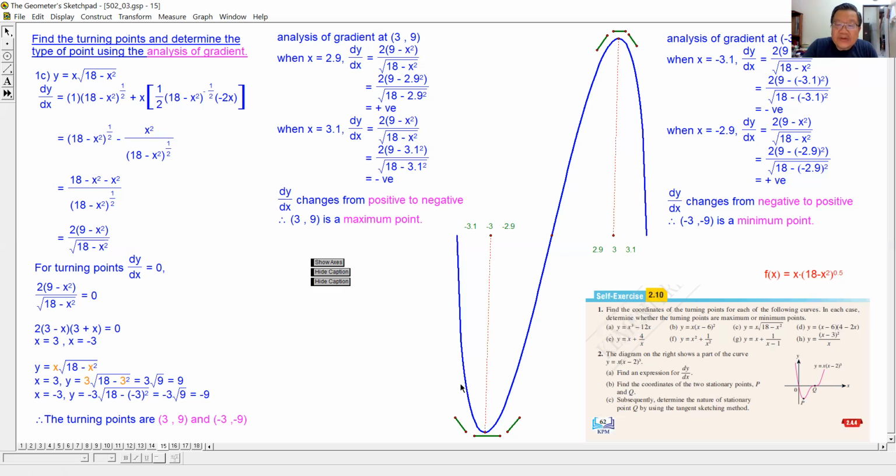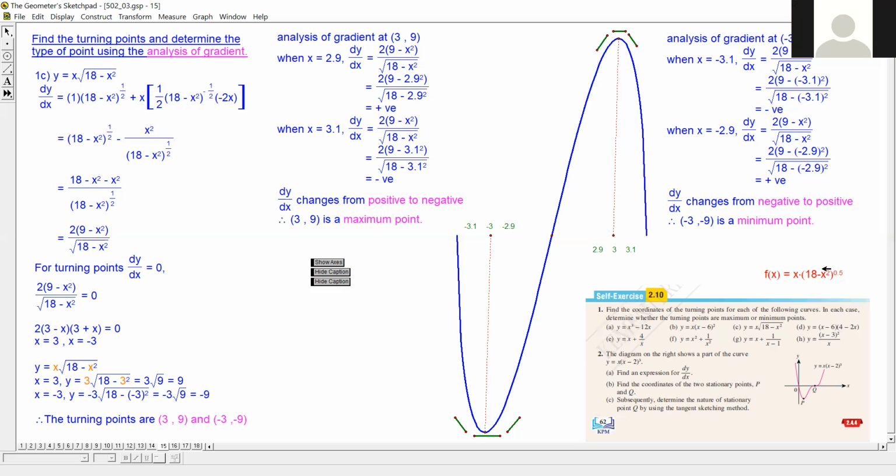Now, whether it is a positive value or negative value for dy/dx, you don't have to know how to draw the graph. You just see, oh, it changes from negative to positive, so it is a minimum point. It's a minimum point. Okay, so I have gone through the process 2 times with you. Any question?